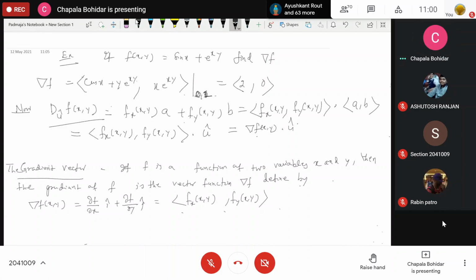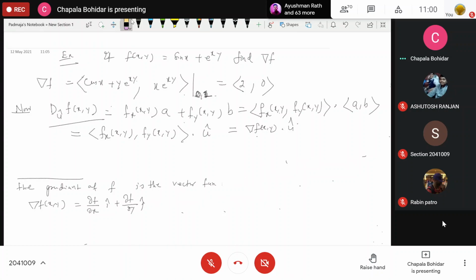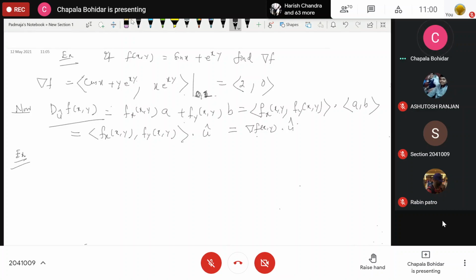Now, example. Find the directional derivative. It is over, time is over. Okay. Next class, tomorrow I'll do it.